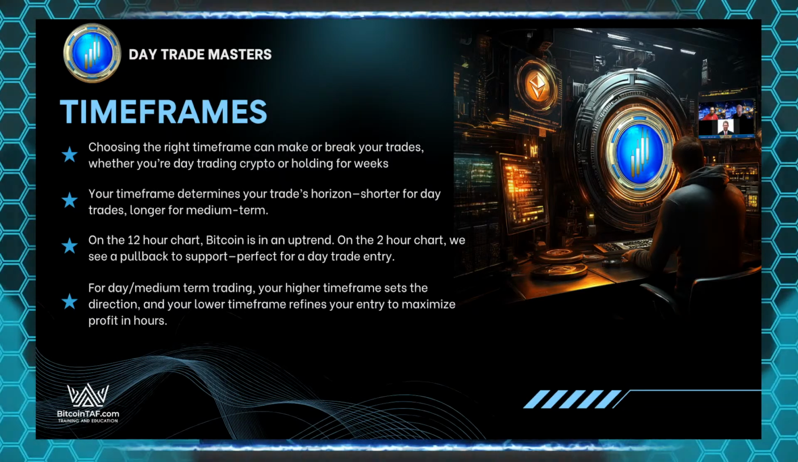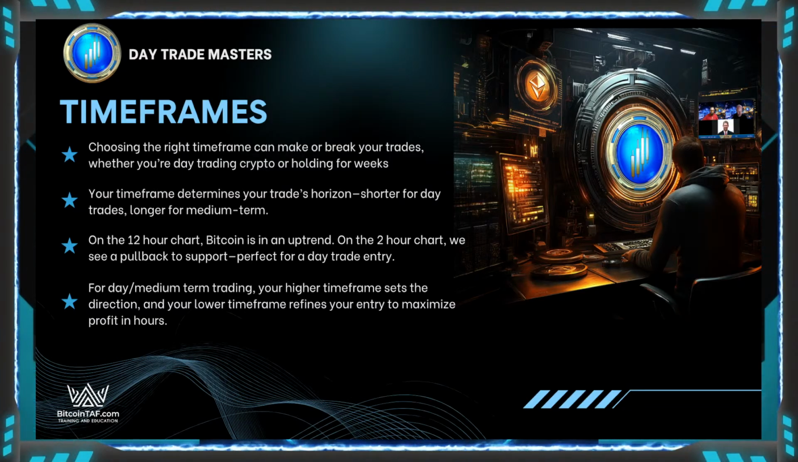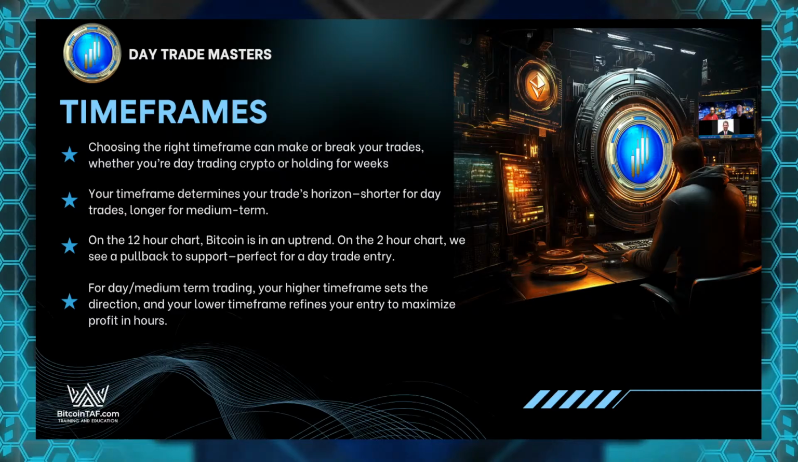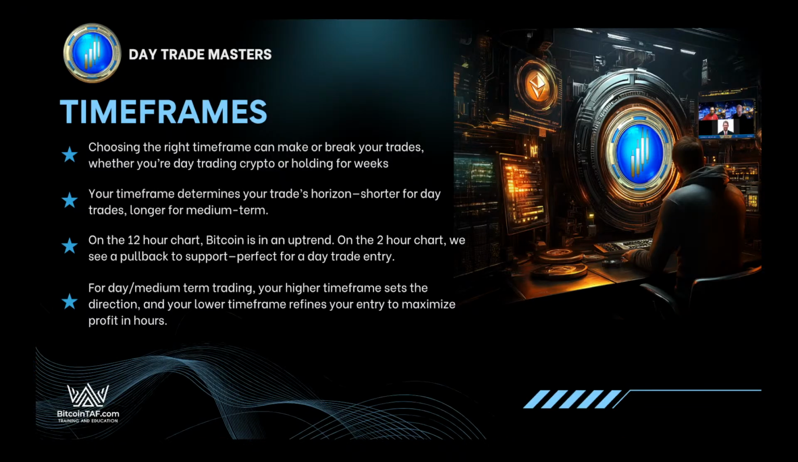Your timeframe determines your trade horizon: shorter for day trades, longer for medium term. And this is just an example: on the 12-hour chart on Bitcoin, it's an uptrend. But on the 2-hour chart, we see a pullback to support. That is perfect for a day trade entry or strategy. And I'll show everyone now on a live chart how that works.